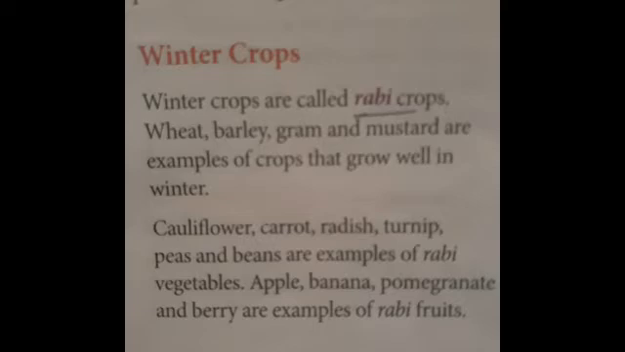Now the winter crops. The winter crops are called as rabi crops. They are wheat, barley, gram, mustard. They grow very well in the winter season. And not only those, we also have the vegetables which are grown in the winter season. So they are the cauliflower, carrot, radish, turnip, peas, and beans. And along with these vegetables, we also have the fruits like apple, banana, pomegranate, and berries. So all these are the winter crops.